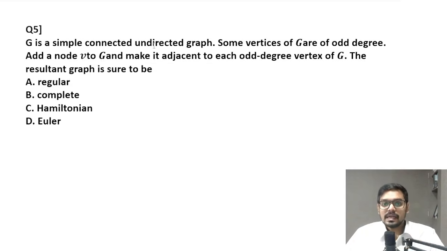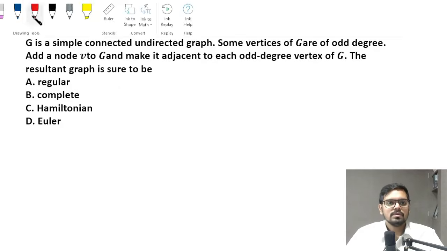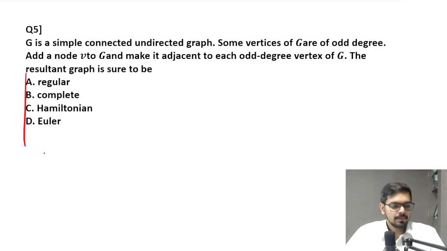G is a simple connected, undirected graph. Some vertices of G are of odd degree. Add a node V to G, and make it adjacent to each odd degree vertex of G. Then the resultant graph is sure to be what? Pause the video, try, then look at my solution. You can verify by the example.